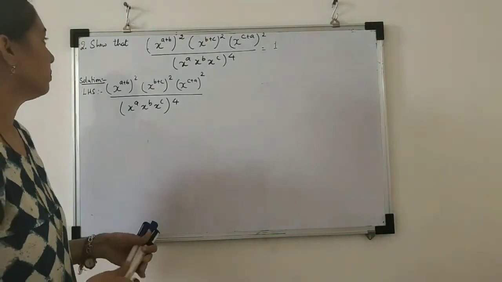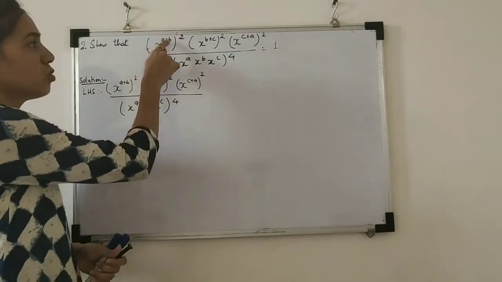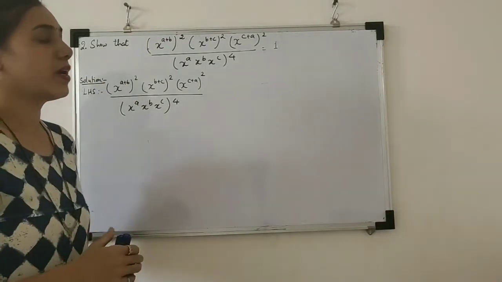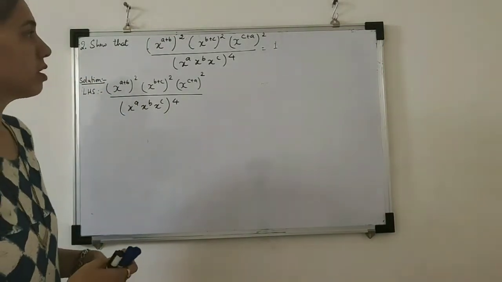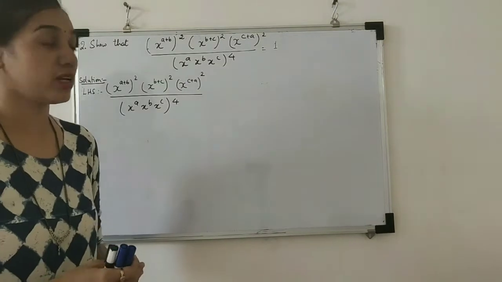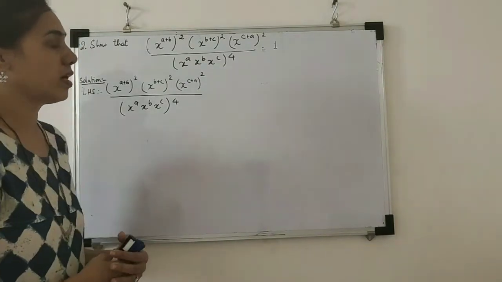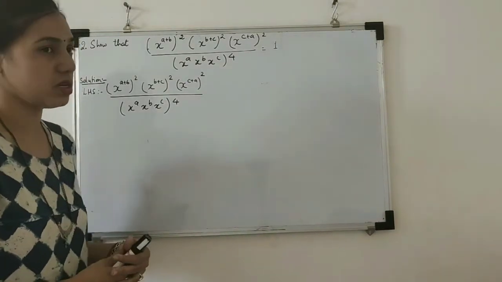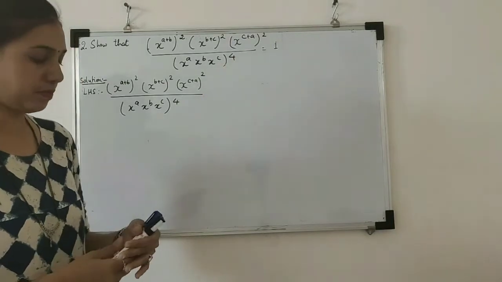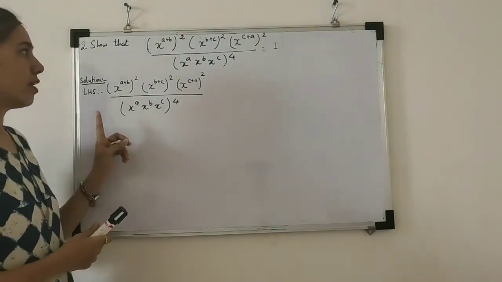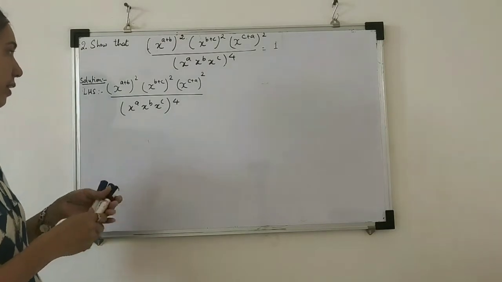Now the next one: show that x raised to a plus b whole square into x raised to b plus c whole square into x raised to c plus a whole square, divided by x raised to a, x raised to b into x raised to c whole raised to 4, is 1. So first we are going to write down the LHS. So I have written that.